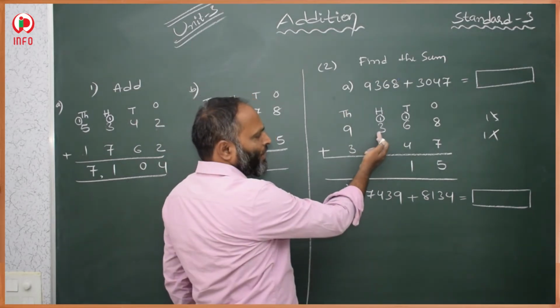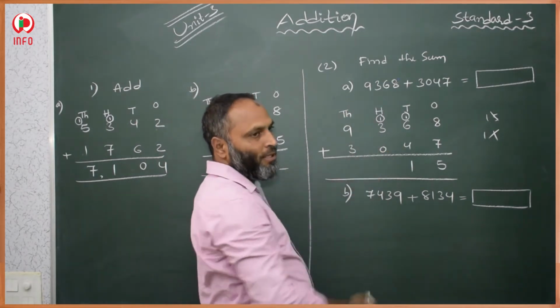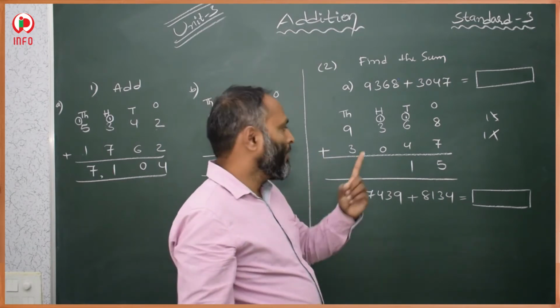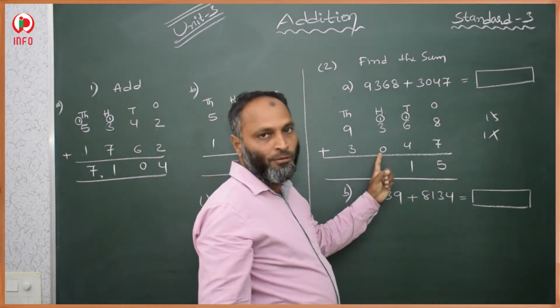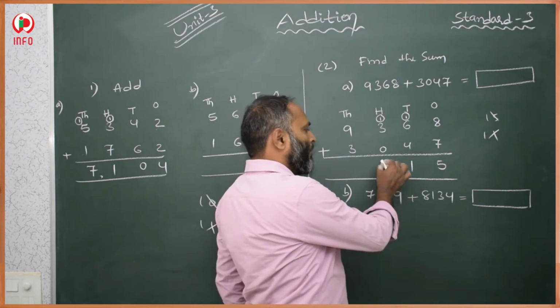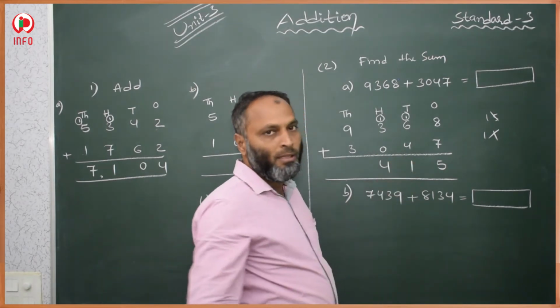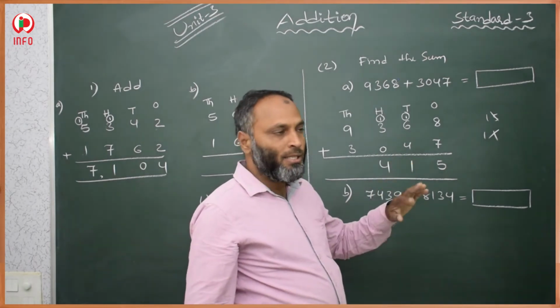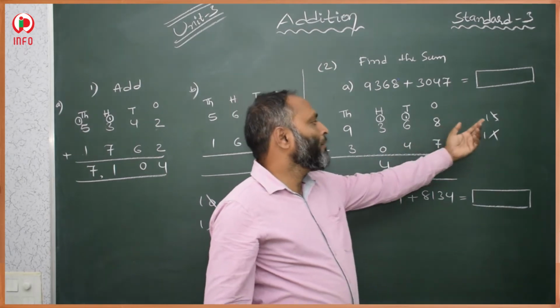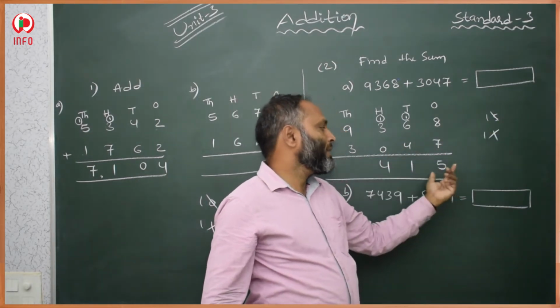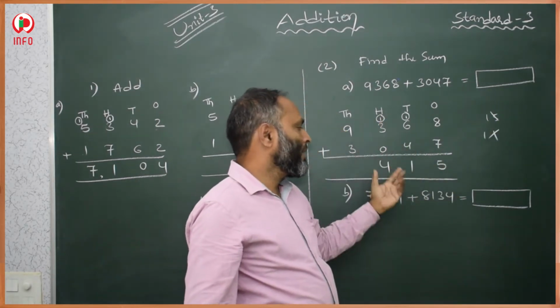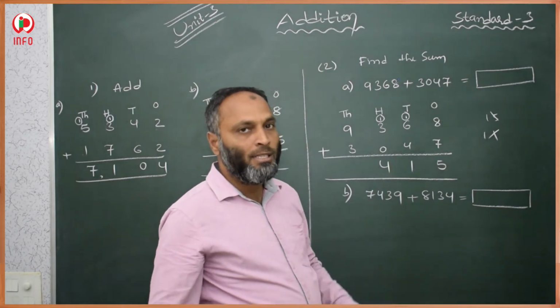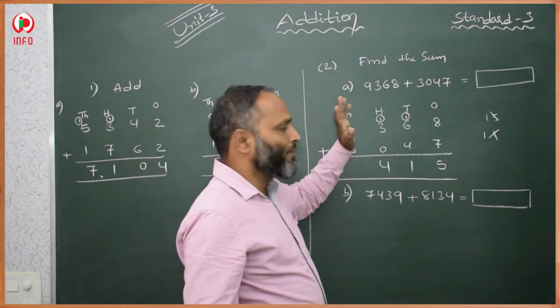Then 3 plus 1 is 4, 4 plus 0 is 4 only. This is a single digit, there is nothing else. If two digits were there, we keep like this. If a single digit is there, we write the single digit as it is below that place value.